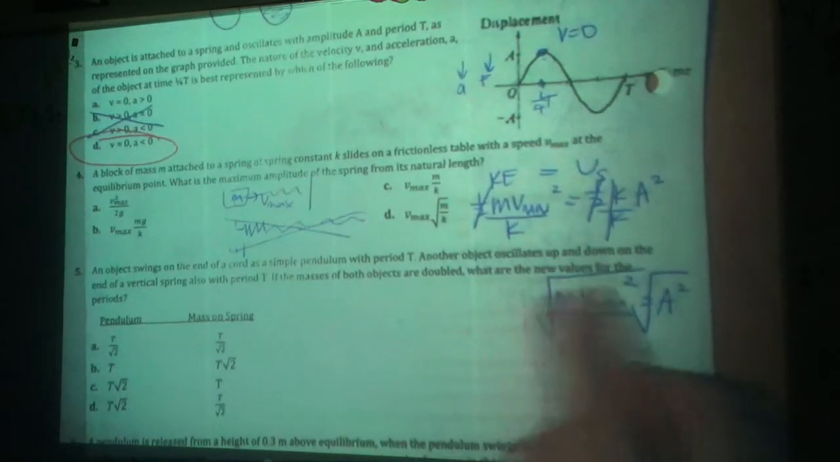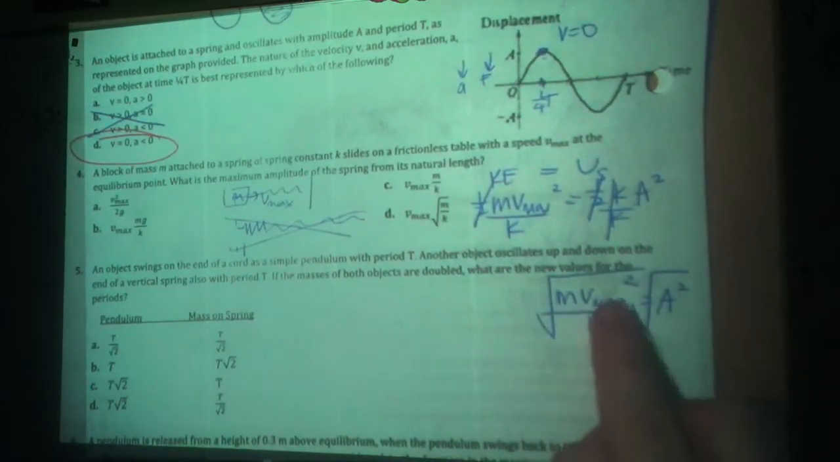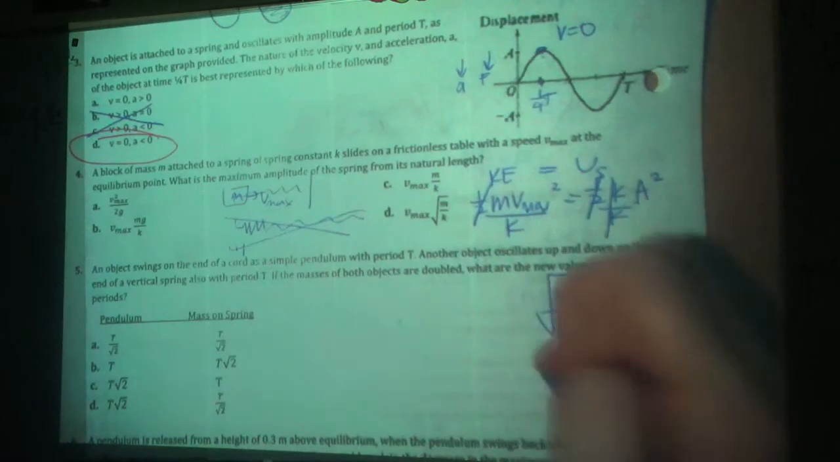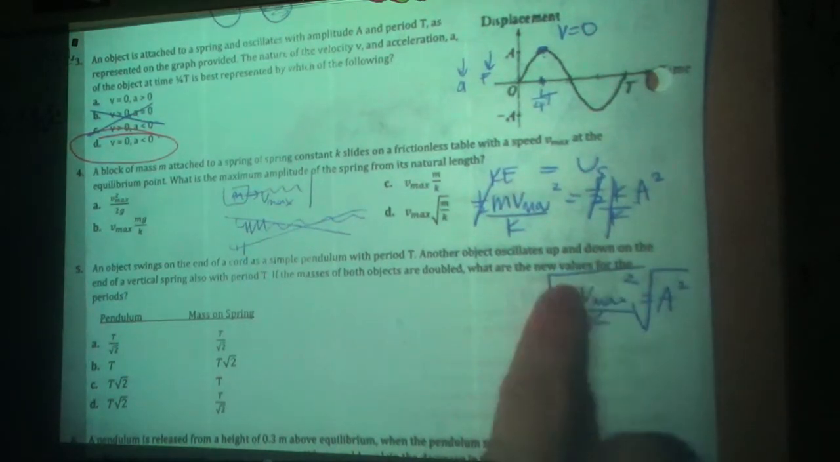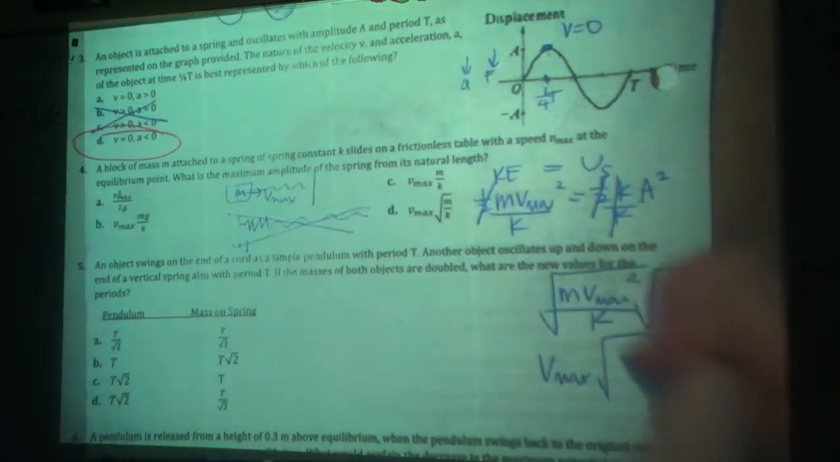Now, you have A squared inside of a square root, so the v max can come outside because the square root of the square just cancels out. But the m and the k cannot come outside because they don't have squares, so then you're just left with v max times square root of m over k, which is D.